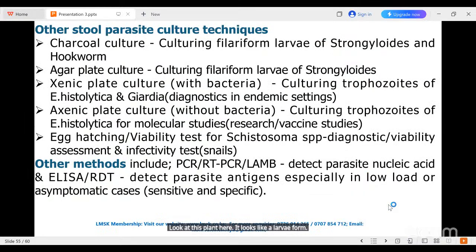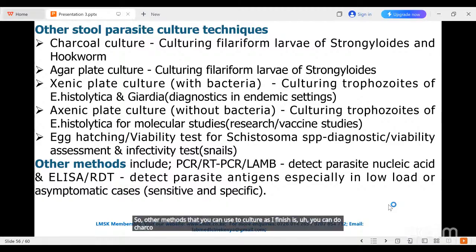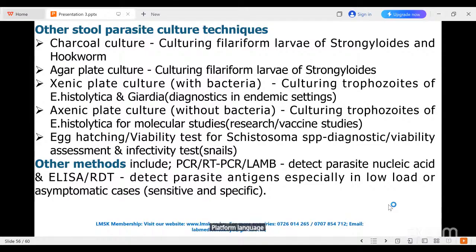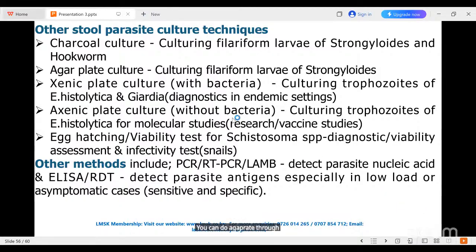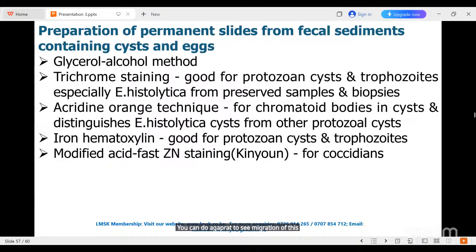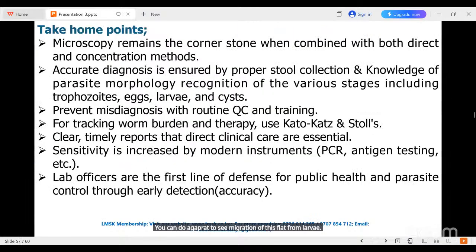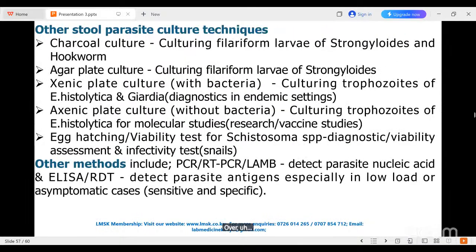So other methods that you can use to culture, as I finish, is you can do charcoal culture for culturing larvae of Strongyloides stercoralis. Here we use activated charcoal powder that's commercially available for lab diagnosis. You can do agar plate to see migration of larvae of Strongyloides stercoralis as they migrate along this agar.